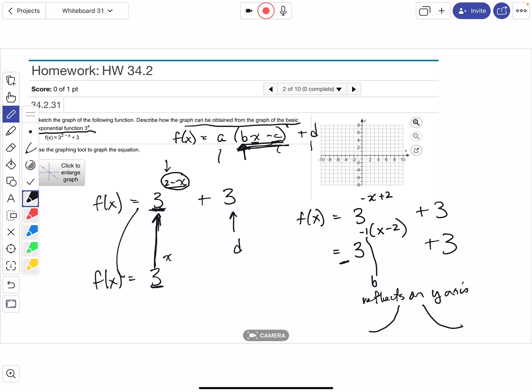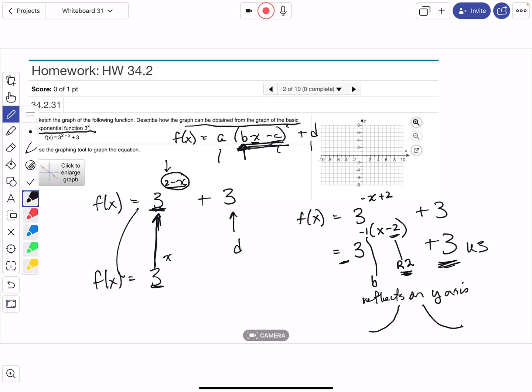Okay? And then this minus 2 tells me it should move right 2. Now this is the one where sometimes MyLabs has that incorrect. But if you actually graph this on Desmos or a graphing calculator, I think I'm right, and MyLabs is wrong. So this would tell me to go right 2, and then this tells me to go up 3, right?